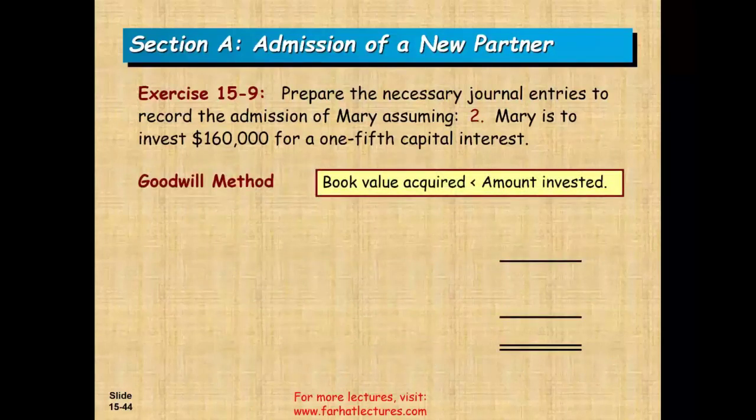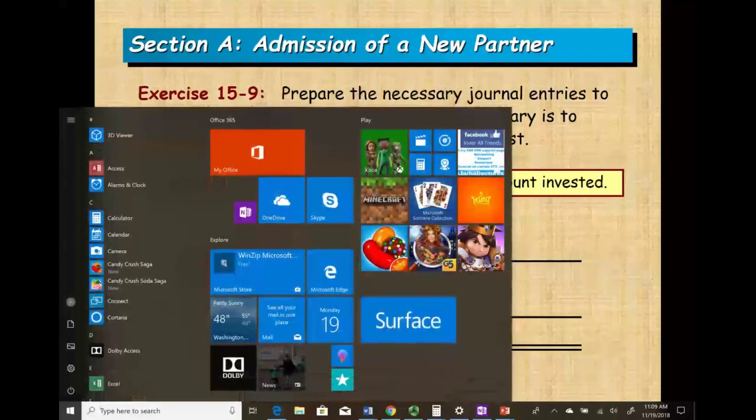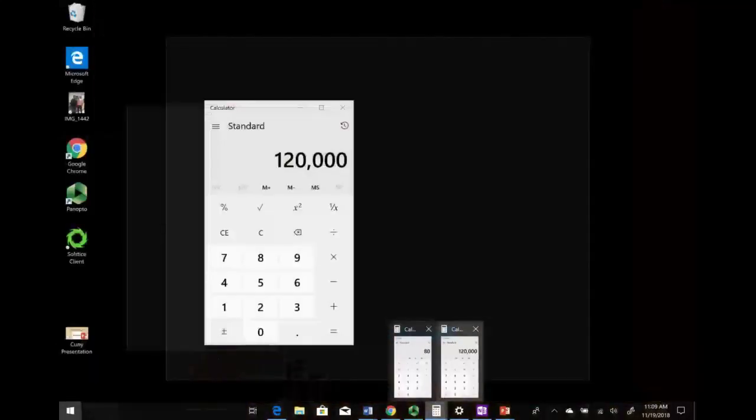Okay, let's assume, again, 1/5. And now we're going to be using the Goodwill method. How does the Goodwill method work? Well, if Mary is investing 160,000 and Mary is to get 20%, now we're going to value the company, the partnership, and what we say is this.